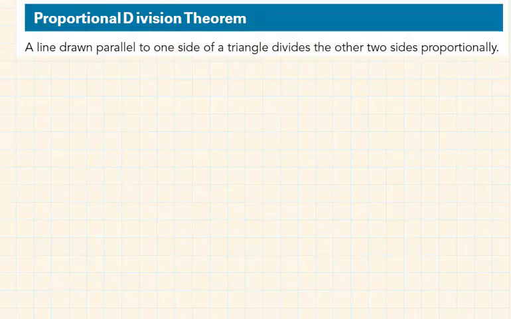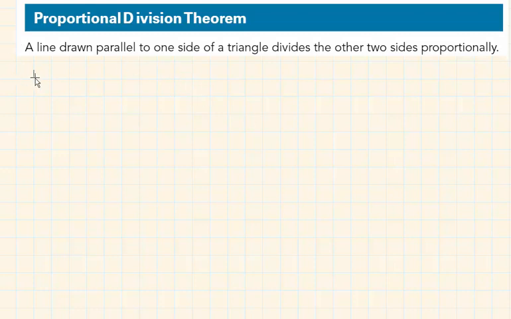In this video, we look at proving the proportional division theorem, which states that a line drawn parallel to one side of a triangle divides the other two sides proportionally. Before we get into the proof, there is a key concept that we need to explore.